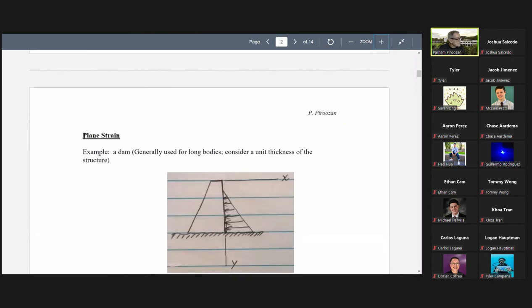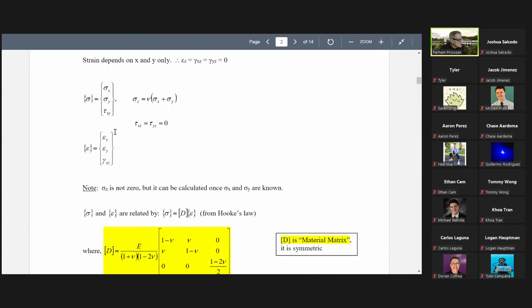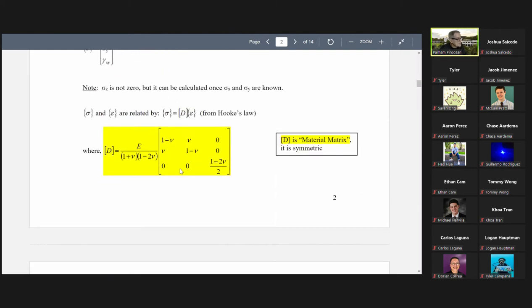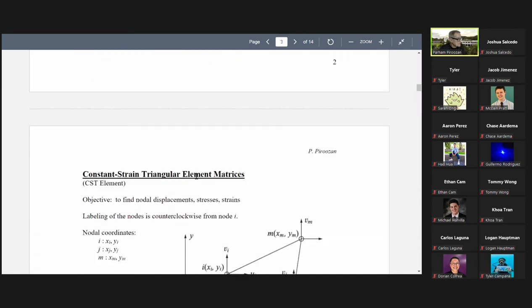For plane strain problems, we said these are usually long structures. We just take one slice of this and we model this as a plane strain problem. So strains are in one plane. Everything is in the XY plane, nothing in the Z direction for strain. And the material matrix or D matrix is given by this for plane strain problems.